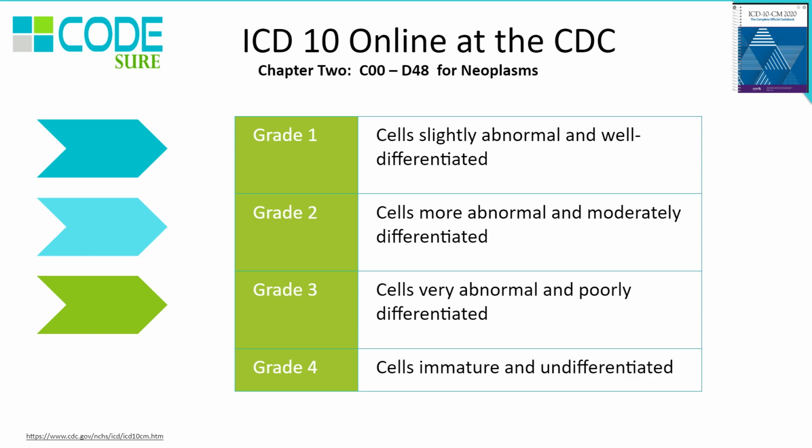This is an indicator of how quickly a tumor is likely to grow and spread. There are grades 1 through 4. In grade 1, cells are slightly abnormal and well differentiated. In grade 2, cells are more abnormal and moderately differentiated. In grade 3, cells are very abnormal and poorly differentiated. In grade 4, cells are immature and undifferentiated.